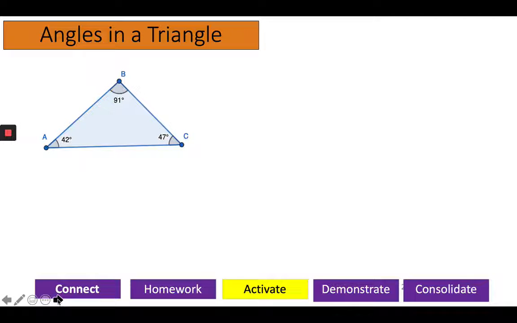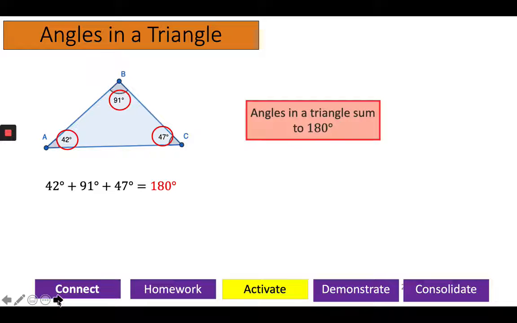Today we'll be looking at angles in a triangle. In a triangle, the three interior angles, the angles on the inside, always add up to 180 degrees. So we have 42 degrees plus 91 degrees plus 47 degrees equals 180.